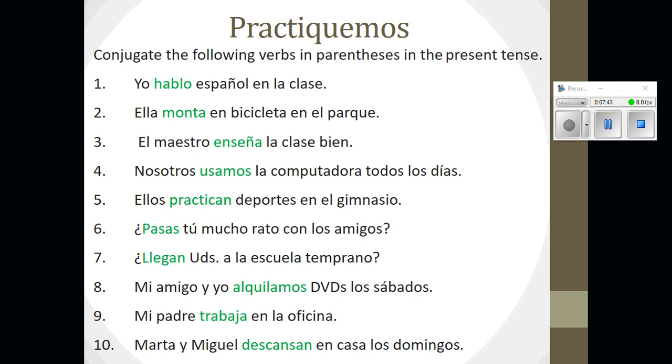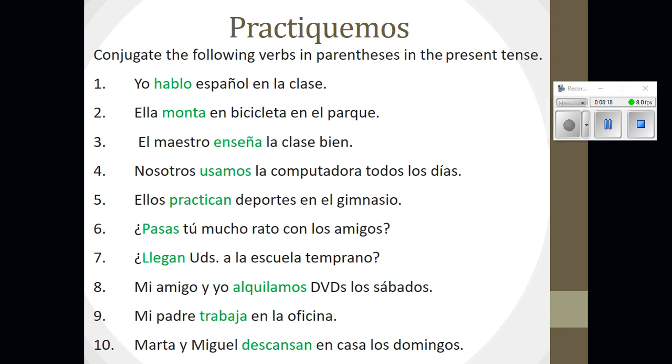Okay, siete. ¿Llegan ustedes a la escuela temprano? Again, here, ustedes is the subject pronoun. It comes after the verb because it's a question. And we know that the ustedes form of AR verbs would be dropping the AR and adding on, so llegan. Okay. Ocho. Mi amigo y yo alquilamos DVDs los sábados. My friend and I rent DVDs on Saturdays. So here we have my friend and I, which is like saying we, nosotros. And the nosotros ending is amos, so we drop the AR, alquilamos.